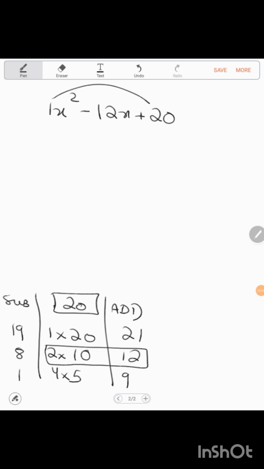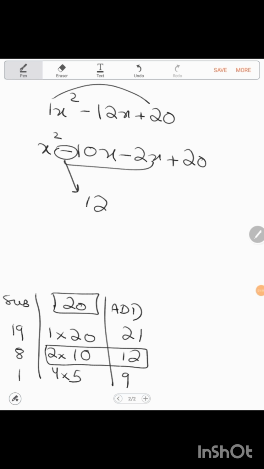Now how you are going to place these factors? You are going to write x square minus 10x minus 2x plus 20. Why have I written minus 10 first? Because if you evaluate it, you get 12 and the sign of the bigger number is going to come over here.